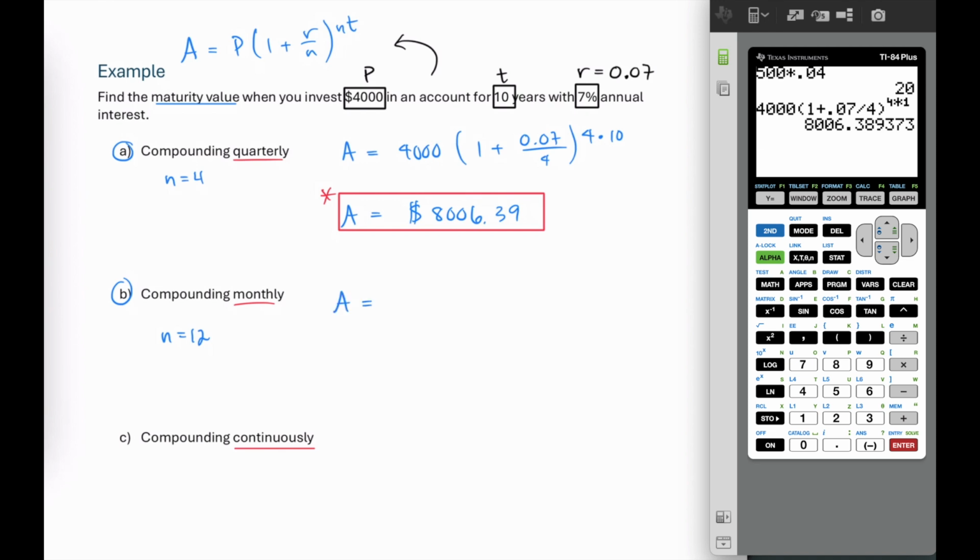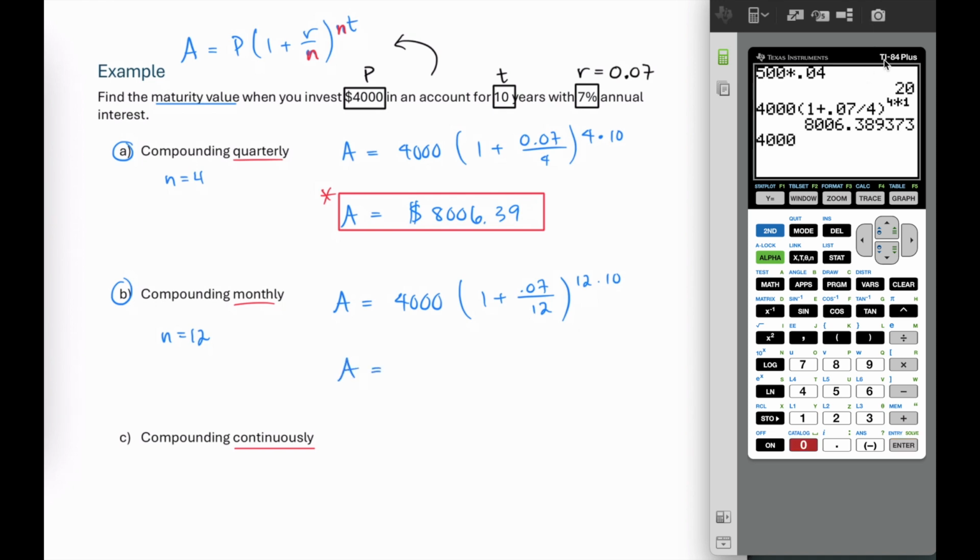In Part B, the only thing that we're changing is that we're compounding monthly. So again, the maturity value or the end amount is our unknown, so we hold that spot with a variable. We plug 4,000 in for the initial principal times 1 plus 0.07. This time we're going to be dividing by 12 and raising that to the 12 times 10 power. Again, changing only the number of compounding periods.